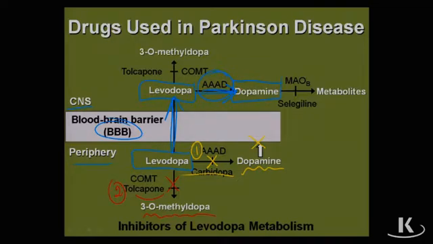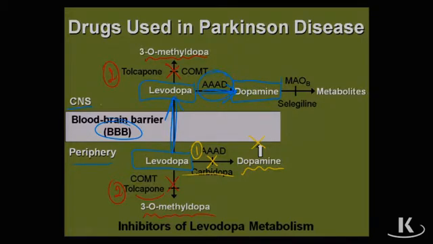How about for the COMT? Should I block COMT in the CNS? Of course we should, because otherwise in the CNS we would form that 3-O-methyl-dopa, which would now compete with dopamine for binding to receptors and behave as a blocker because it's a partial agonist. So unlike AAAD, COMT inhibition must occur both in the CNS and in the periphery.